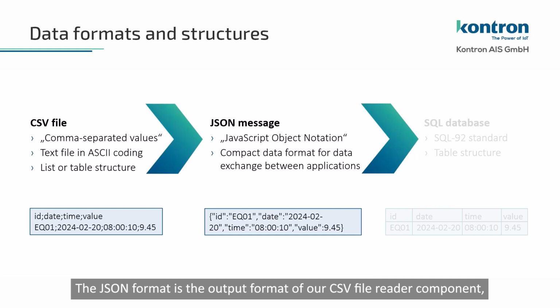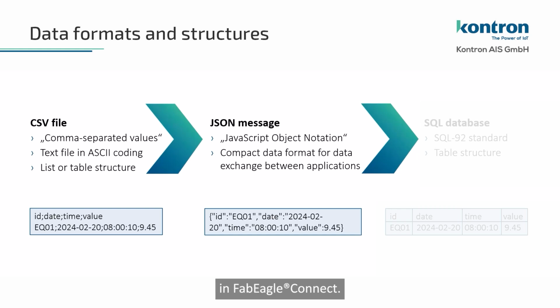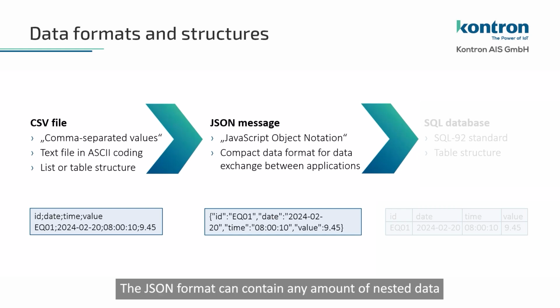The JSON format is the output format of our CSV file reader component, and is also the most common message format between components in FabEagle Connect. The JSON format can contain any amount of nested data and is therefore compatible with most interface components. The default character encoding is UTF-8, which is a compact but easily readable format.